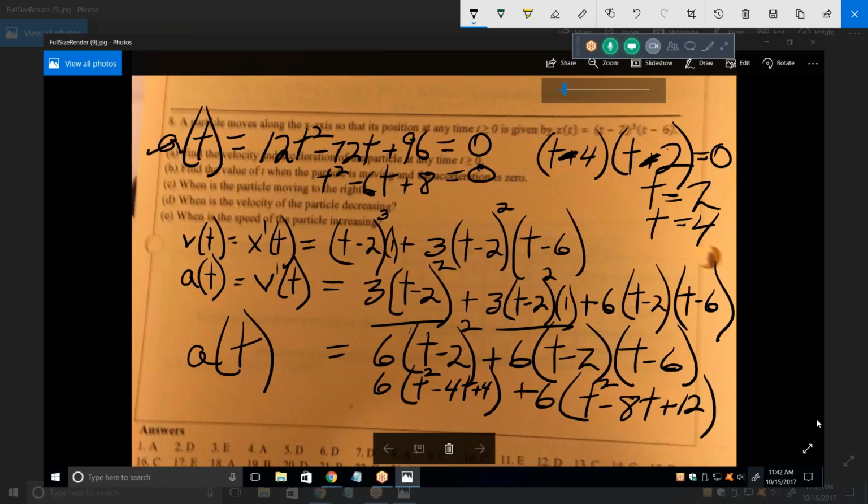They want the value of t when the particle is moving and the acceleration is 0. Well, that only comes when t is equal to 4. Notice that if I plug in 4, nothing goes to 0. So we have a velocity that's not 0 when we plug in t of 4. So that's our only answer to part B, is t of 4.